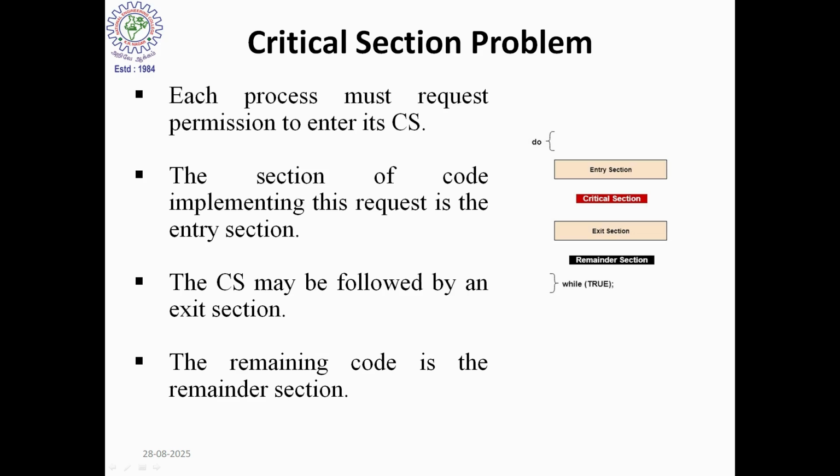Only if the request is granted, they will be entering into the critical section and updating the shared variable. Once after entering the critical section, imagine there are two processes, P1 and P2. If P1 has entered the critical section by getting the request from the entry section, we will just close the door. We will not allow any other process which is presently ready in the ready queue to enter into the critical section.